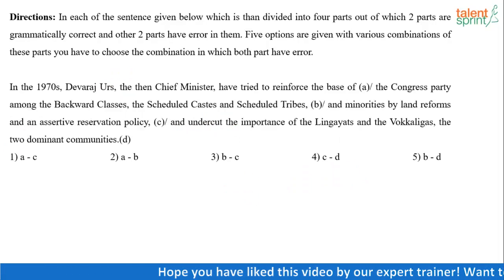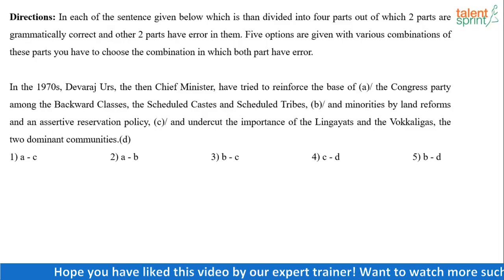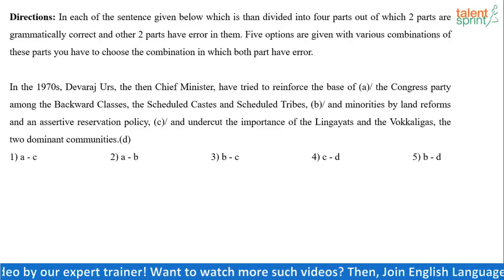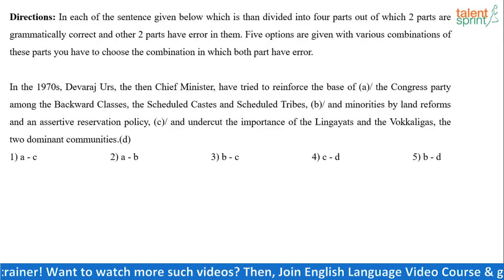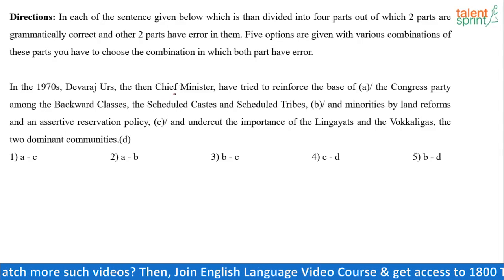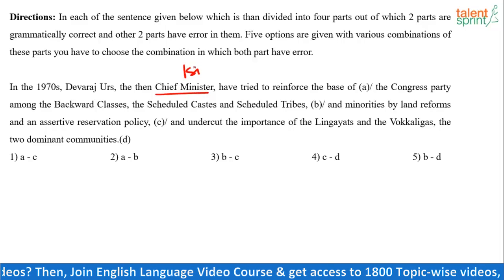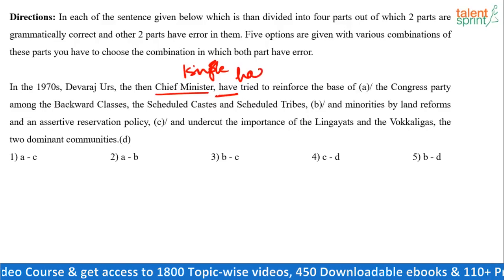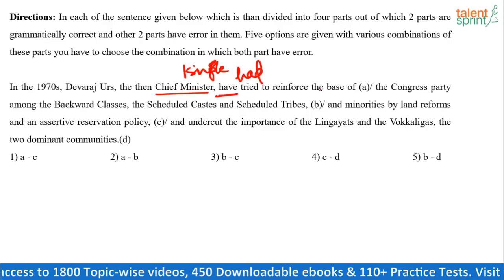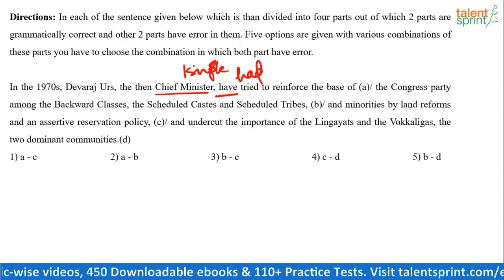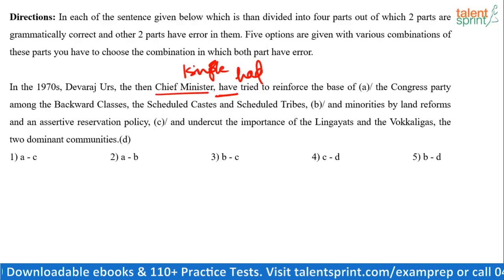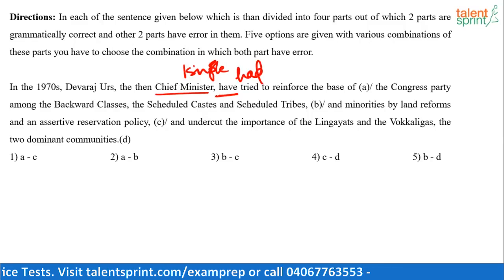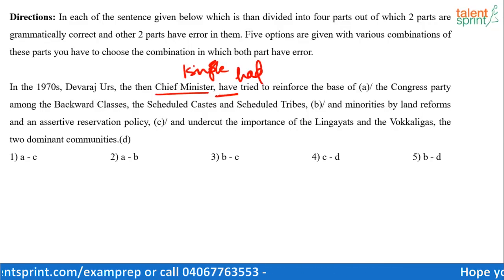Moving on to the next one. Last one of this section. In the 1970s, Devraj Urs, the then chief minister, have tried. Okay, we are talking about a single chief minister, right? So why are we using have here? It should be, and since we are talking in past tense, it should be had tried. Okay, had tried to reinforce the base of the Congress party among the backward classes, the scheduled castes and scheduled tribes and minorities by land reforms and an assertive reservation policy. Okay, and minorities.